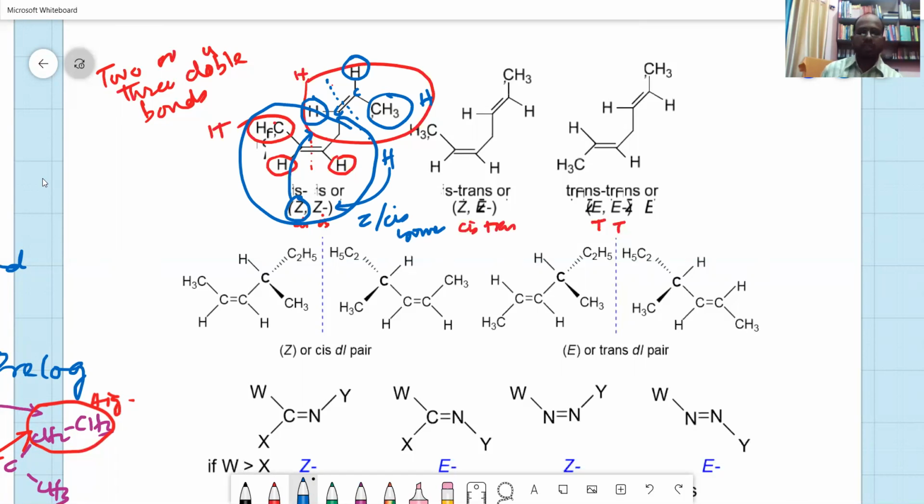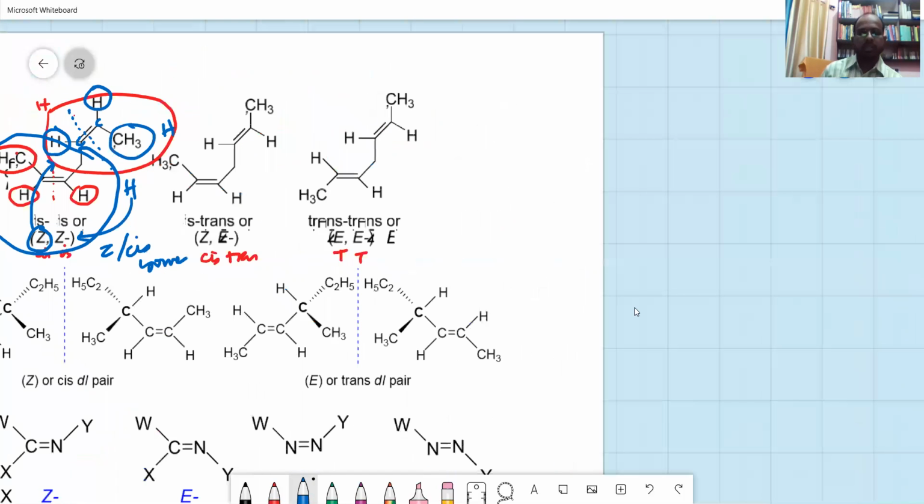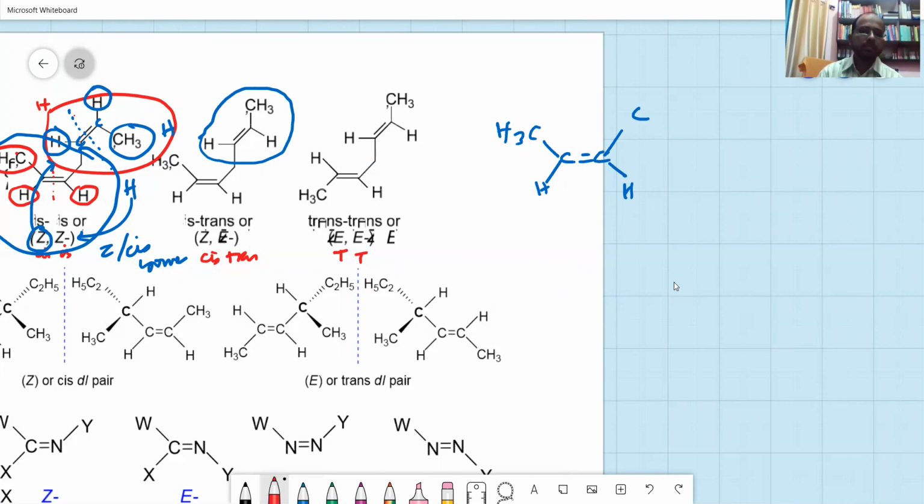Okay, if it is not clear, I will draw it here again. I will try by drawing a different molecule, Z and E. Okay, so let me draw this molecule: H3C, H, C double bond C, H, and here you have C. This entire group I will just name as C1, C2, C3, C3H5.